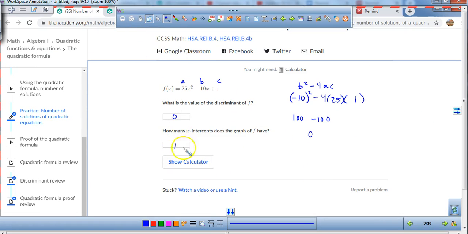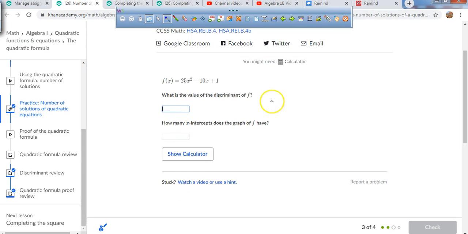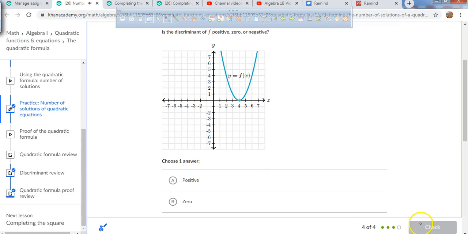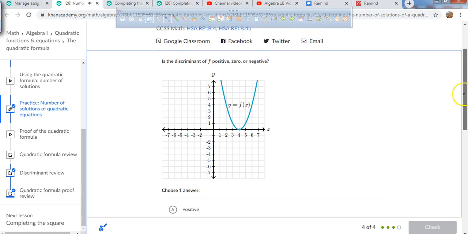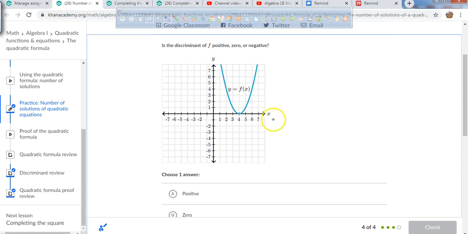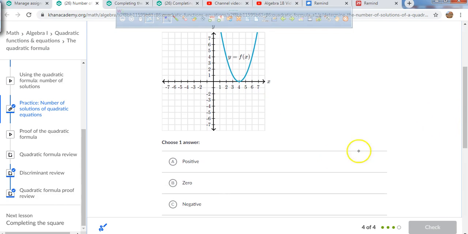So I'm typing a 0 and a 1. Now, if this number was positive, I would type in a 2. If this number was negative, I would type in 0. Let's take a look at this real quick. Is the discriminant positive, 0, or negative? Well, it only has one x-intercept, so my discriminant would have to be 0, which we just did.